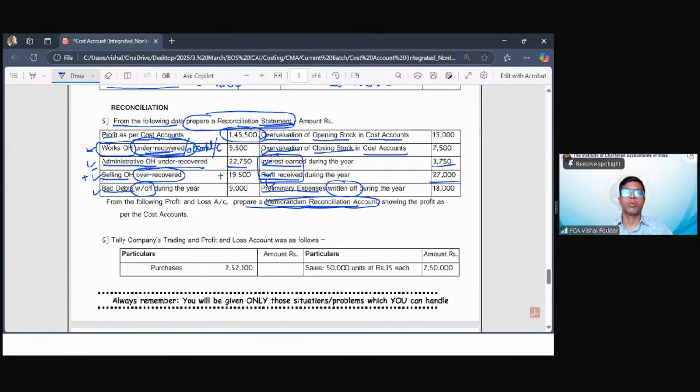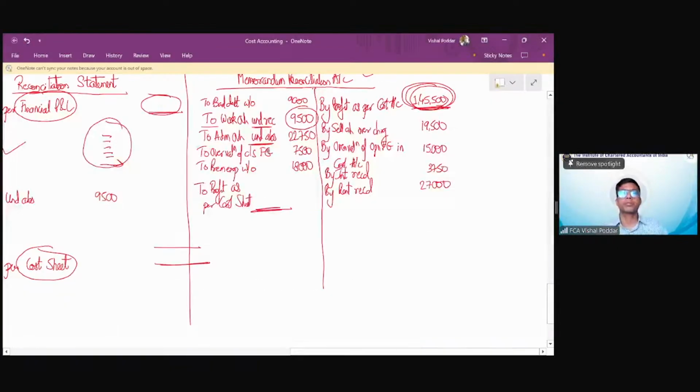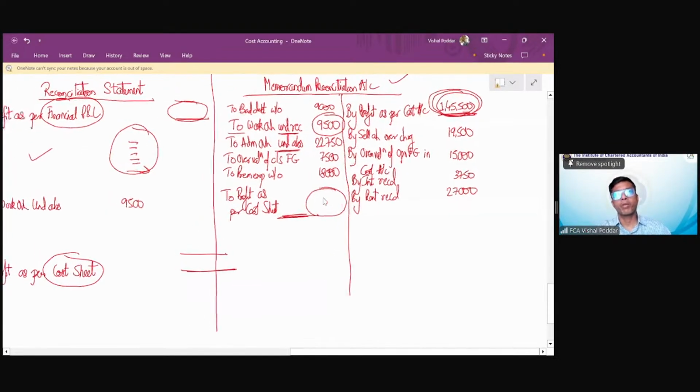Done. Now all these are posted. So I have to simply find out the balance, which will be my profit as per financial P&L. So students, understand this. This technique, which I just explained, will help you in solving all types of sums. Whatever is the starting point, you have to first decide which profit is up and which is low. Once you have decided which profit is up and low, depending upon the starting point, either you have to climb upwards, so add, or if this is the starting point, you have to climb downwards, so it is less.